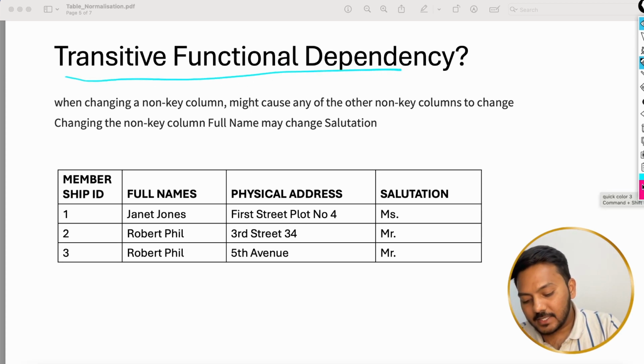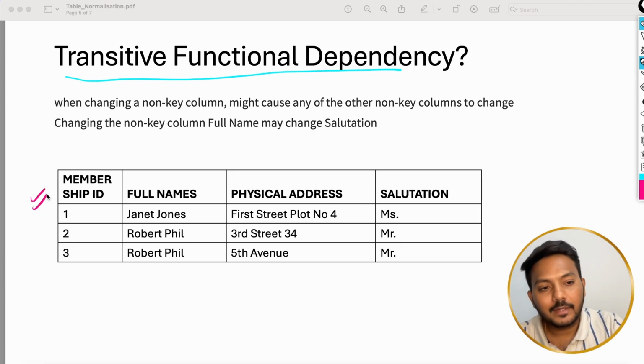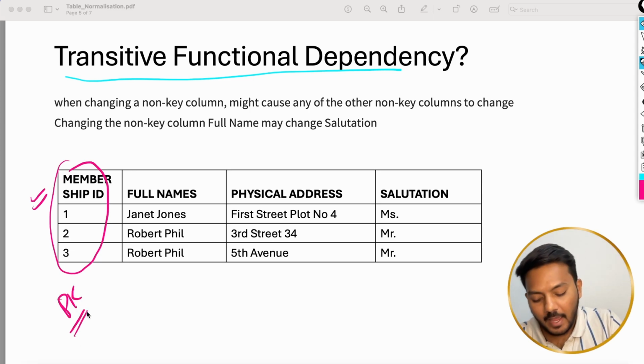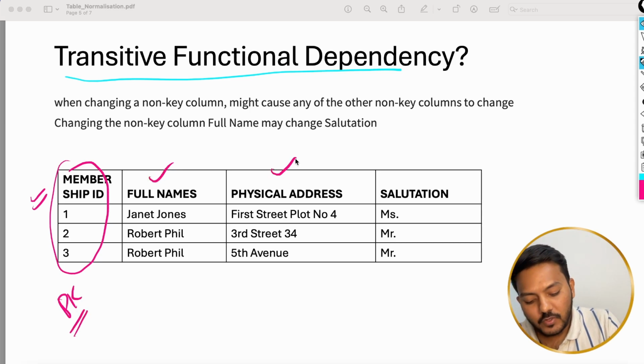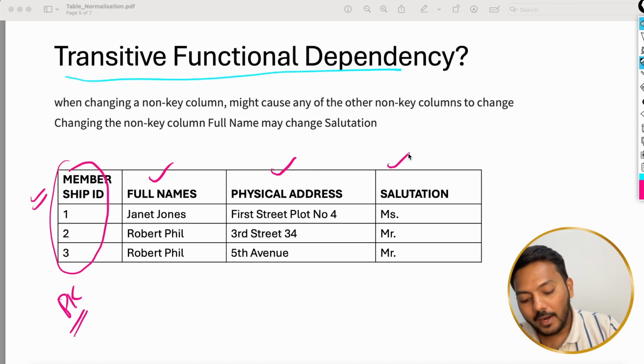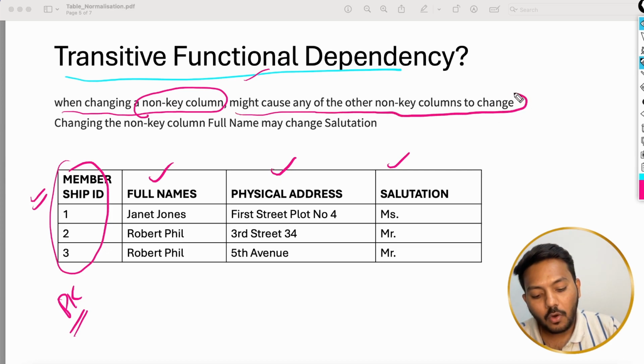Now let's talk about transitive functional dependency. In the previous slide, we have seen how you can split into 2NF format, right? So I have taken the first table of the 2NF, and if you look at this carefully, this is your primary key of this table, and these are the other columns: full names, physical address, and salutation. So what transitive functional dependency is: when changing a non-key column might cause any other non-key columns to change.